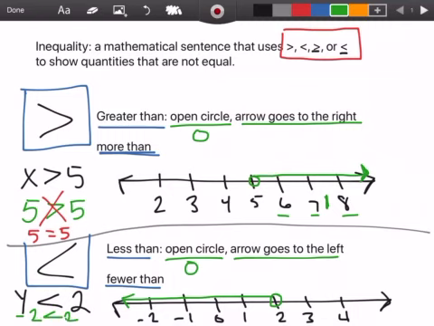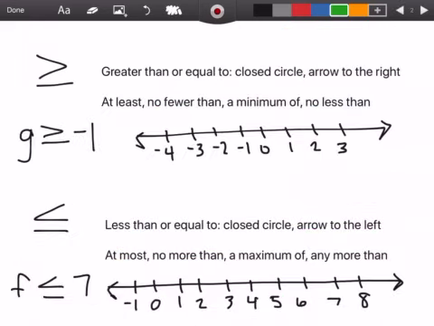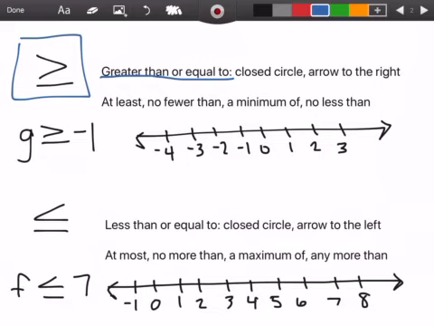All right, so this is greater than and less than. They use open circles, and then their arrow goes to the right and to the left, depending on which symbol you're using. Now we also have greater than or equal to and less than or equal to. So greater than or equal to is shown by this symbol. What this means is that the value, the variable, could be greater than the number or equal to the number.